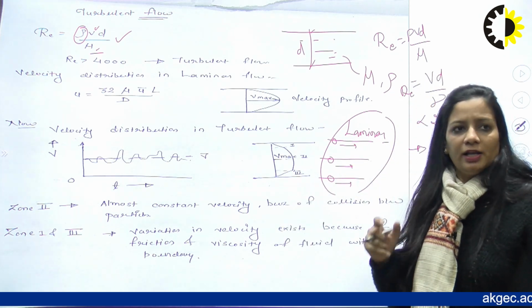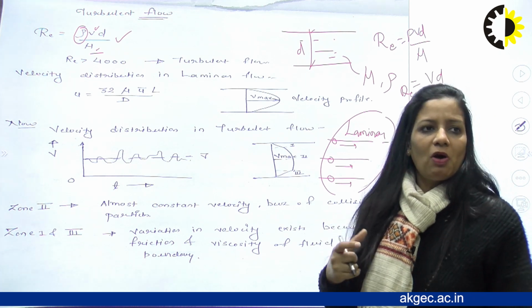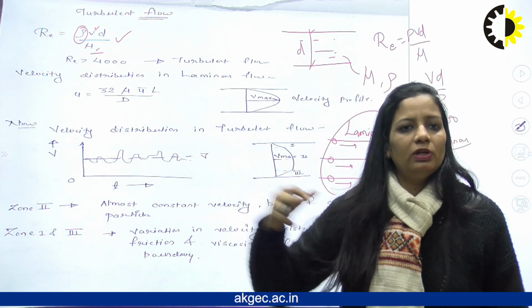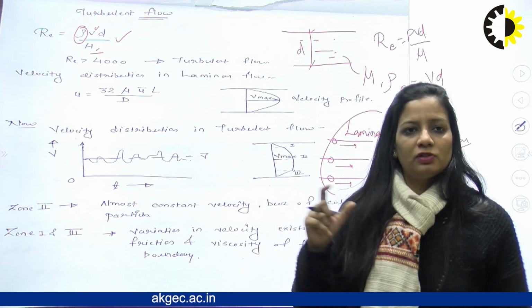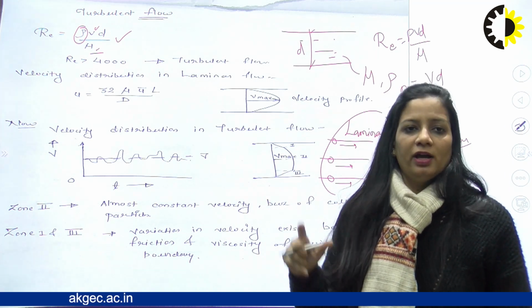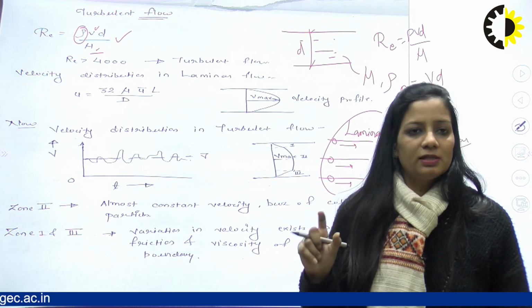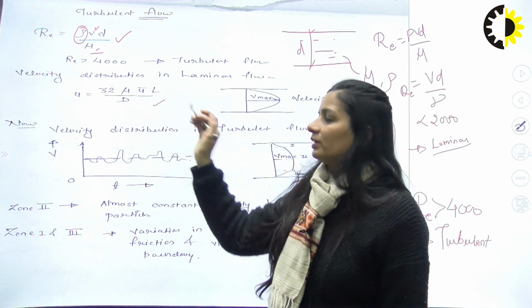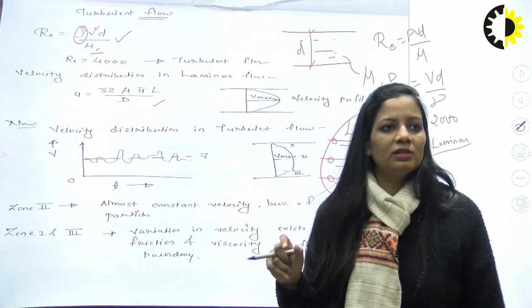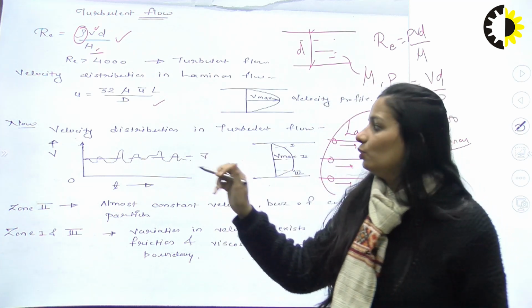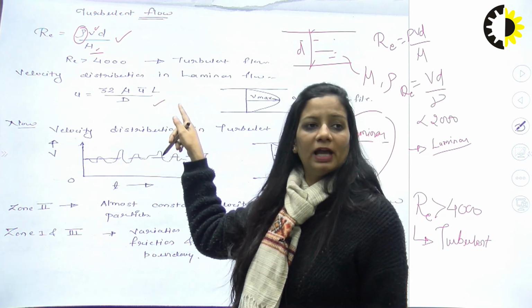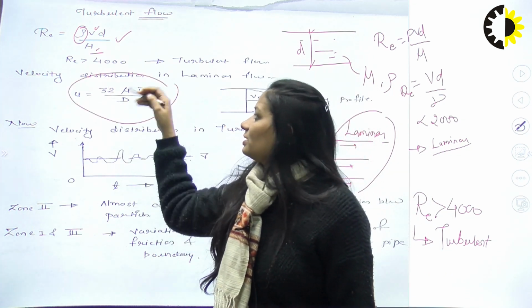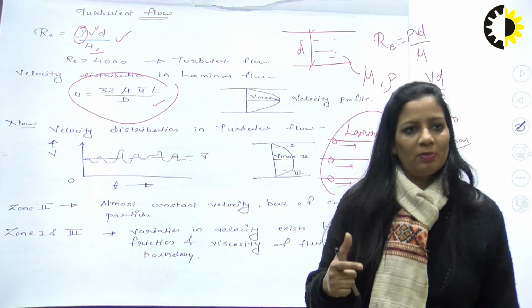Now when we talk about velocity distribution in laminar flow, students who are watching this video and do not know it should note that the equation for that situation is u equal to 32 nu u bar L divided by D. So this equation represents the velocity distribution in laminar flow.